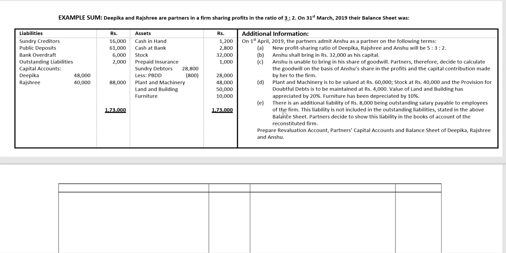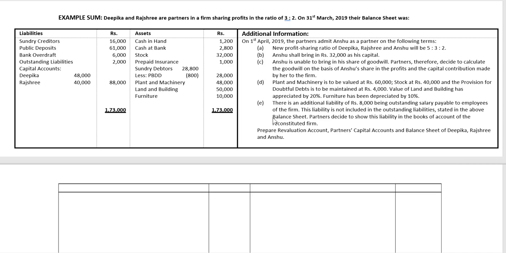Last point, there is an additional liability of rupees 8,000 being outstanding salary payable to employees of the firm. This liability is not included in the outstanding liabilities stated in the above balance sheet. Partners decide to show this liability in the books of accounts of the reconstituted firm. We are asked to prepare the revaluation account, partners' capital accounts and the balance sheet of Deepika, Rajshri and Anshu.